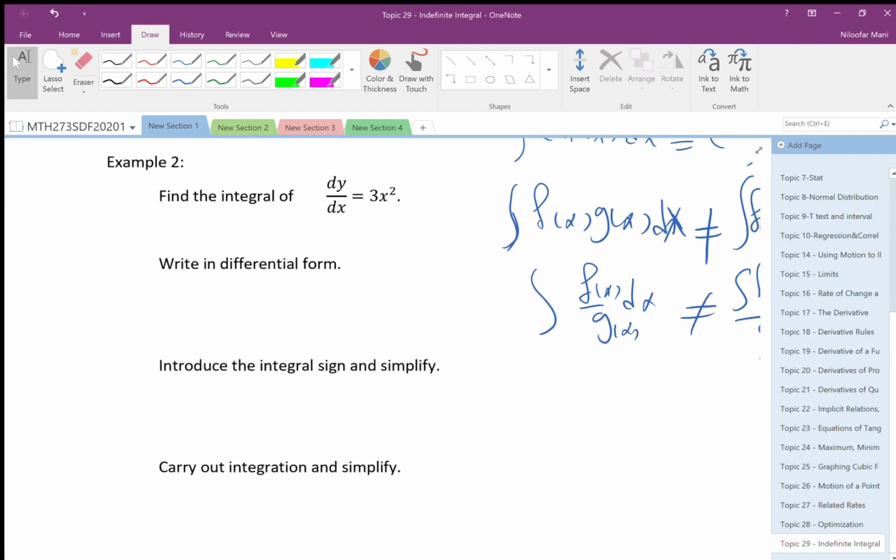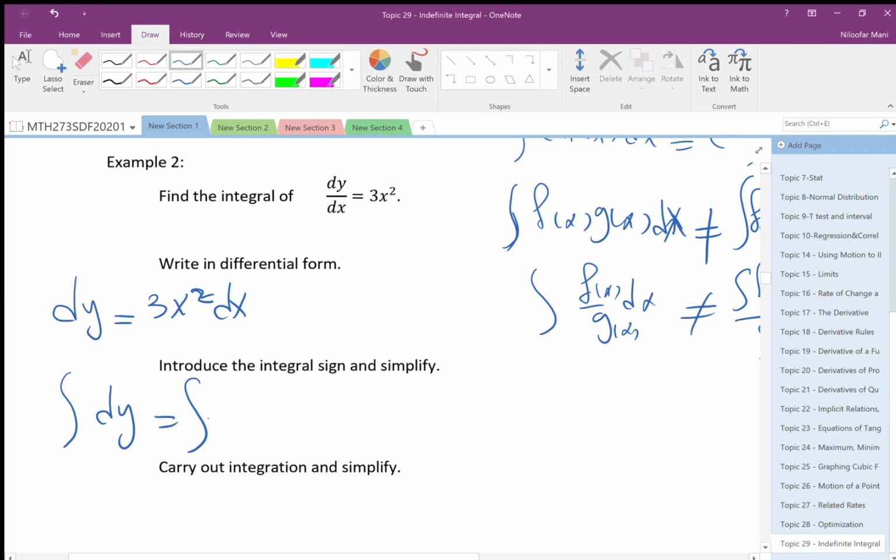So here, find the integral of this. Here it's just explaining in terms of d, so dy over dx, it doesn't matter. I have dy over dx. So first I do dy equals 3x squared dx. Then I take the integral of both sides. So the integral of dy equals the integral of 3x squared dx. The integral on the left side is based on y, so I get y. The integral on the right side is based on x, so I get x cubed divided plus c. So y is x cubed plus c.